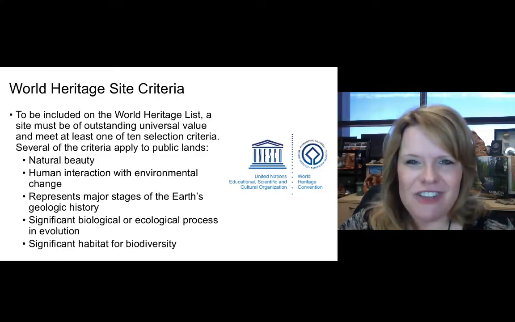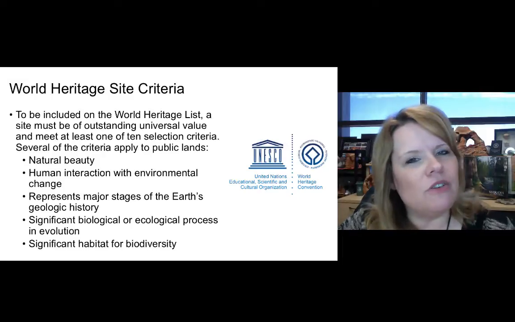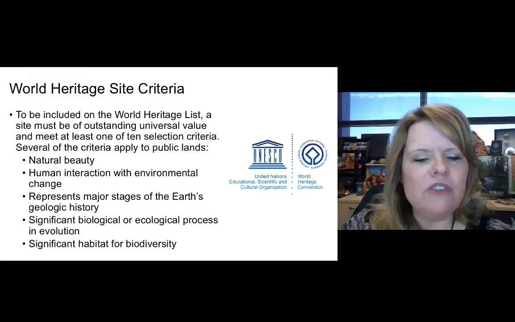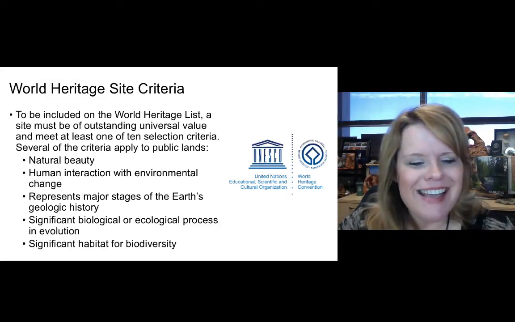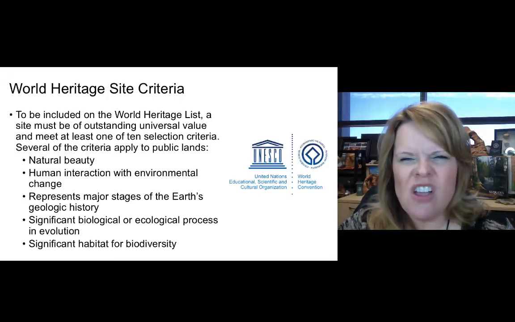Natural beauty. Obviously, the last picture was natural beauty. Human interaction with environmental change. Glacier would be an example of that. Represents major stages of the Earth's geologic history, for example, the Grand Canyon. Significant biological or ecological process and evolution. So something about the development of species and being able to maintain that in some very specialized habitat for biodiversity.